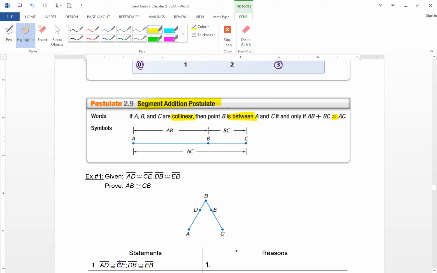Okay, so if A, B, and C are collinear, then point B is between A and C if and only if AB plus BC equals AC. Okay, so what does that mean? That means AB plus BC must be equal to AC in order for you to be able to use this postulate.